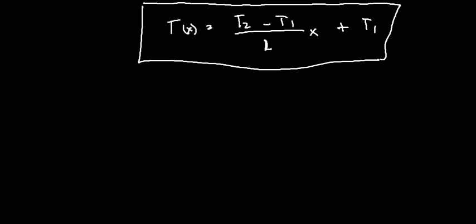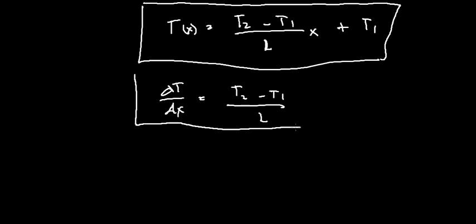From this equation, we can see that the temperature distribution is linear. Taking the derivative, we get dT over dx equal to (T2 minus T1) all over L, since the derivative of x is just this part here, plus the derivative of the constant term with respect to x, which is just 0. So we have this equation. Then substituting into the Fourier equation, we can solve for the heat flux or heat transfer rate.